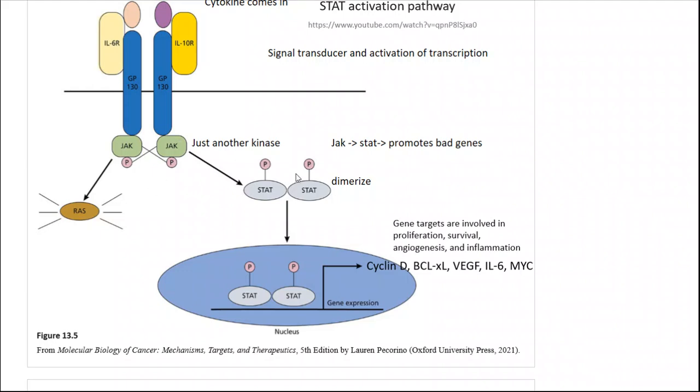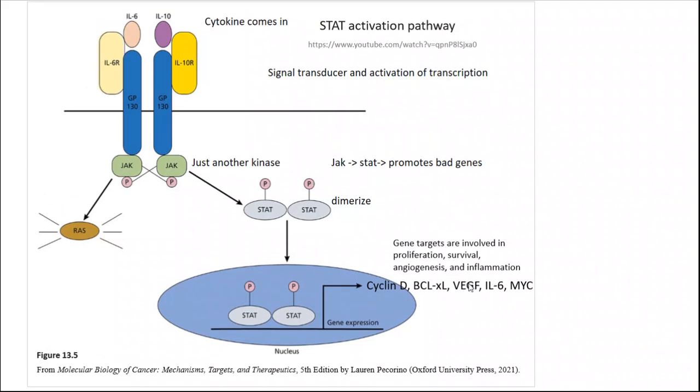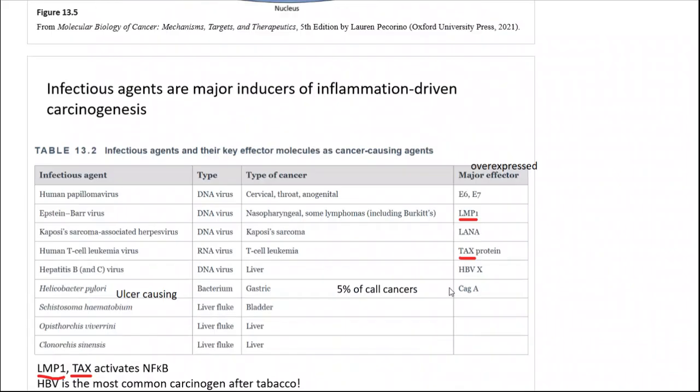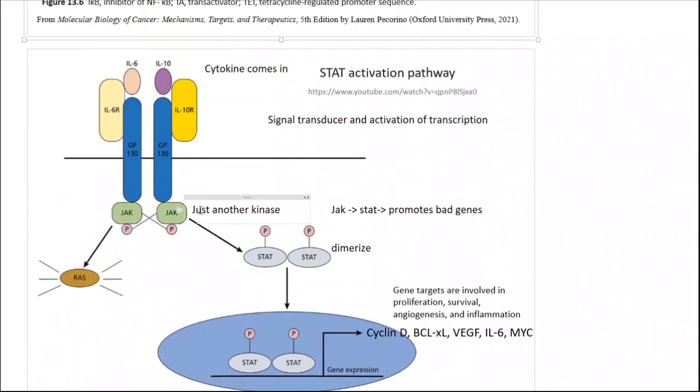this JAK, just another kinase, may either activate RAS, and it also phosphorylates STAT, and then it dimerizes, goes into the nucleus, and starts expressing genes that are involved in proliferation, survival, angiogenesis, inflammation. So all the oncogenes or proto-oncogenes, such as cyclin D, BCL, VEGF, IL-6, MYC.